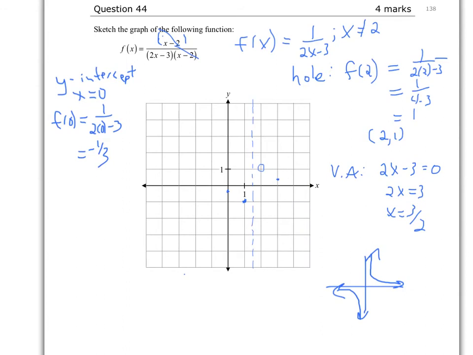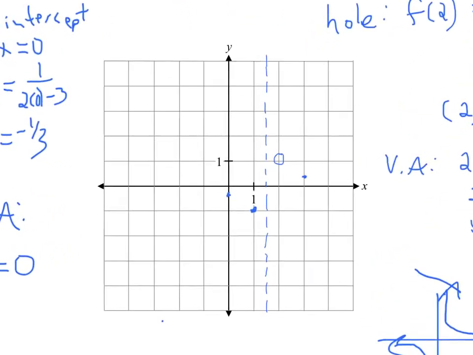This is really the last thing we'll do here. As x gets really, really big, we get 1 divided by pretty much infinity, right? 2 times infinity minus 3 is infinity, so 1 divided by infinity is 0. So this has a horizontal asymptote of y equals 0. I'm going to put in my horizontal asymptote, and I'm going to finish off this curve.